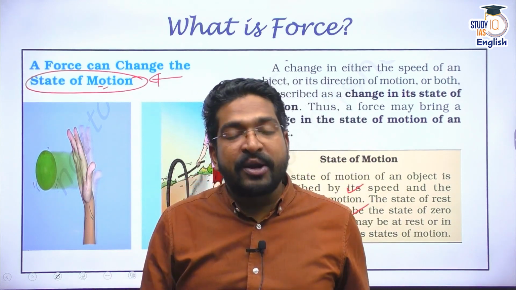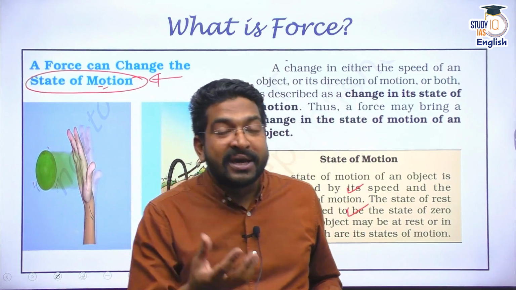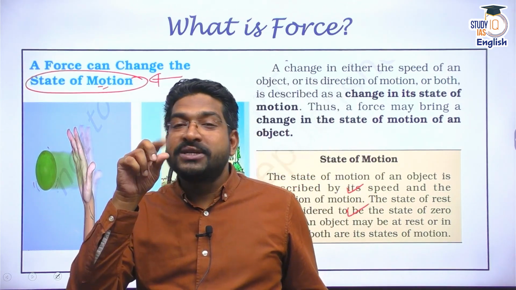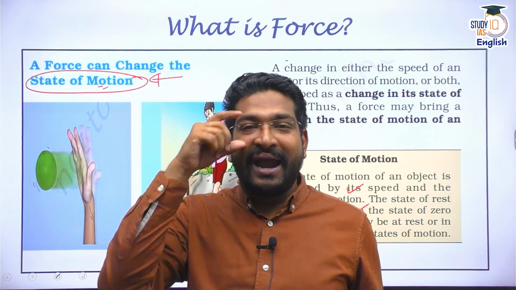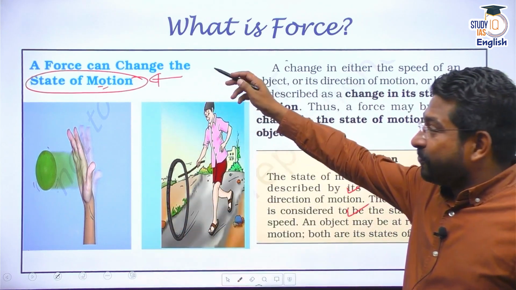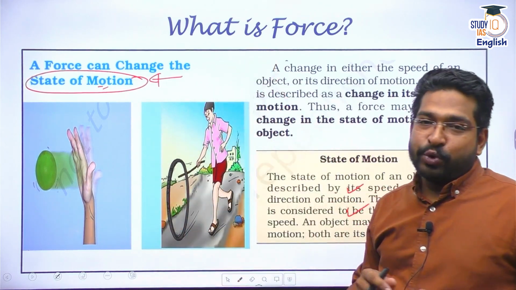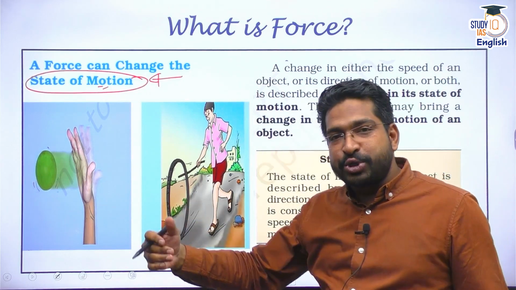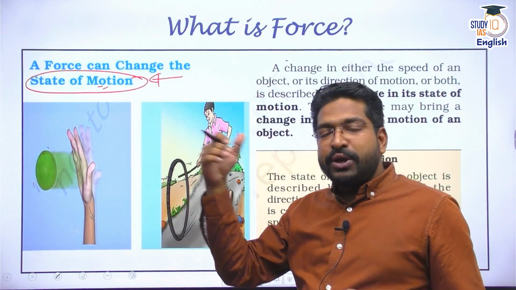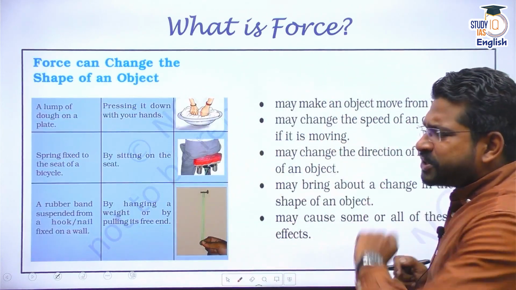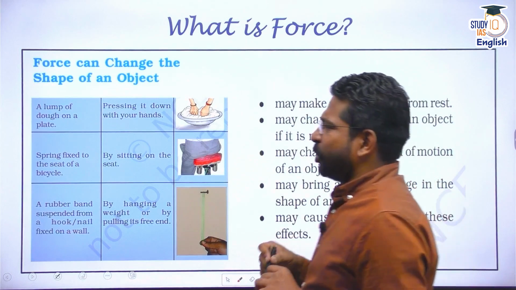I'm trying to explain certain things to you. That means some amount of force is being employed to speak. Some amount of force is needed. Because of that force, the vocal cords are moving, the diaphragm is moving and sound is being produced. Right? So force can change state of motion. It can impart motion. It can put things into motion, or it can also bring to rest things which are in motion. Now, apart from that, force can also change the shape of the object.